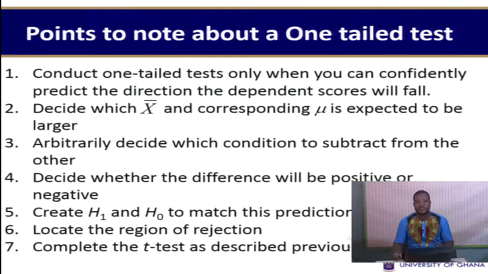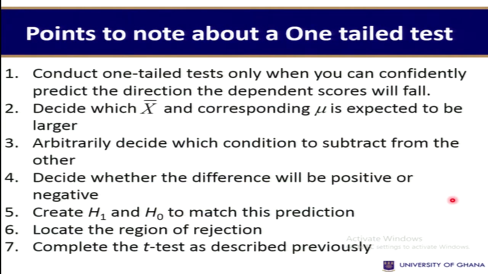Second, we also have to decide which of the sample means and the corresponding population mean is expected to be larger. Which of them do we expect to be bigger than the other? And then we have to decide, by convention, which condition we want to subtract from the other. As I said, it's left to you, the researcher, to decide which sample mean will be subtracted from the other. There are no rules about that. So you have to decide.